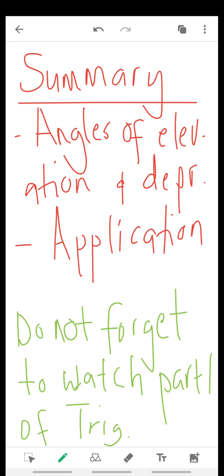Now, having said that, let us go to the summary of the lesson. We dealt with angle of elevation or inclination, we dealt with angle of depression, then we went to the application of how we deal with angle of elevation and angle of depression.